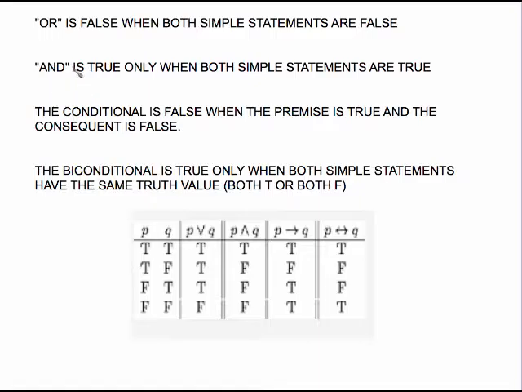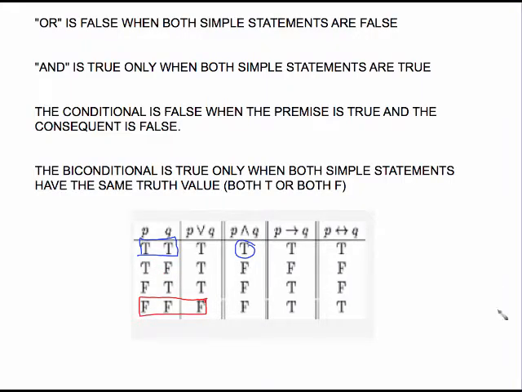You keep hearing me say statements like this, or is false when both simple statements are false, etc. What I wanted to do was tie those statements in with the chart I showed you in an earlier video. So just trying to give you ways to be able to know what entries need to be in your truth table without having to do a whole lot of thought. So, or is false when both simple statements are false. This is or, and the only time you have an F right there is when both simple statements are false. And is true only when both simple statements are true. Here's our and, there's our true, and it happened because both simple statements were true.